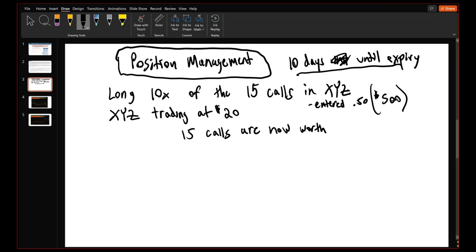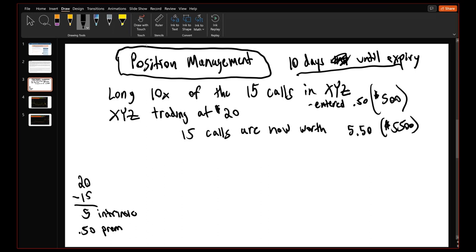The 15 calls are worth, they're at least five, right? They're absolutely at least five because 20 minus 15 equals five. So this is going to be our intrinsic, and anything left is our premium. It's our fluff. So let's say there's still 15 cents of premium. So the 15 calls are now worth 550.